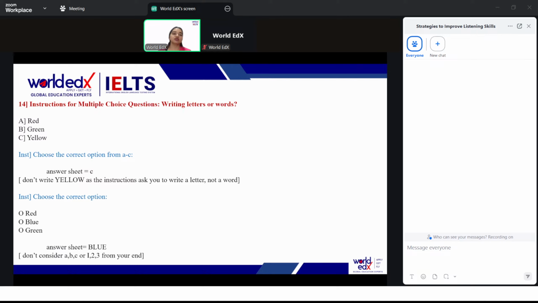The fourth is instructions for multiple choice questions. A lot of students find it difficult because they write the answers instead of following the instruction which says choose the correct option. So if the instruction is choose the correct option, you need to write the option A, B, or C and not red, yellow, green. So again, it's imperative that you understand the instructions to get the answers correct.